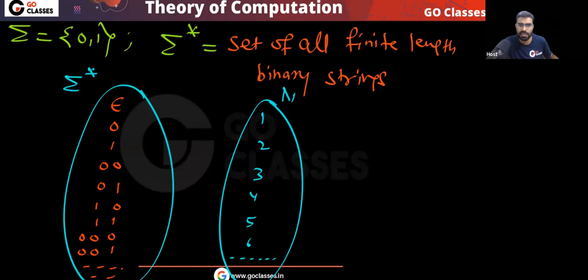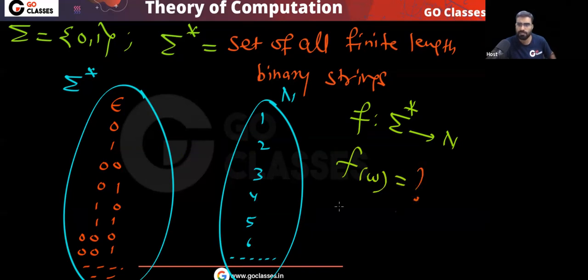Are you thinking that I will map everyone to their decimal value? Give me a rule from sigma star to N. For example, what should be f of w? Give me a bijection. I want a bijection, so give me f of w.